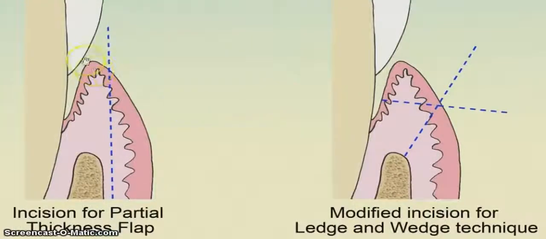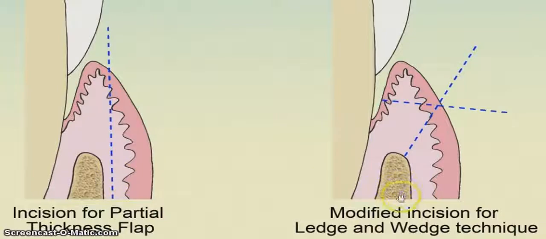Now this incision that you see here is called the incision for partial thickness flap. As you can see, in this incision we are not elevating the flap completely, but we are leaving the periosteum along with the bone. So this is used for partial thickness flaps.